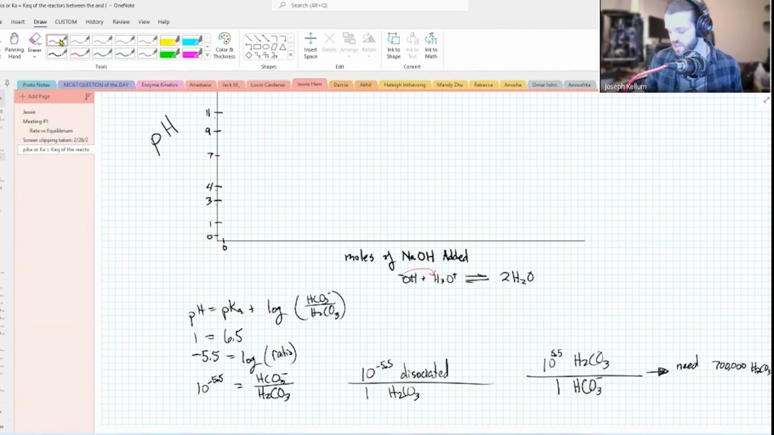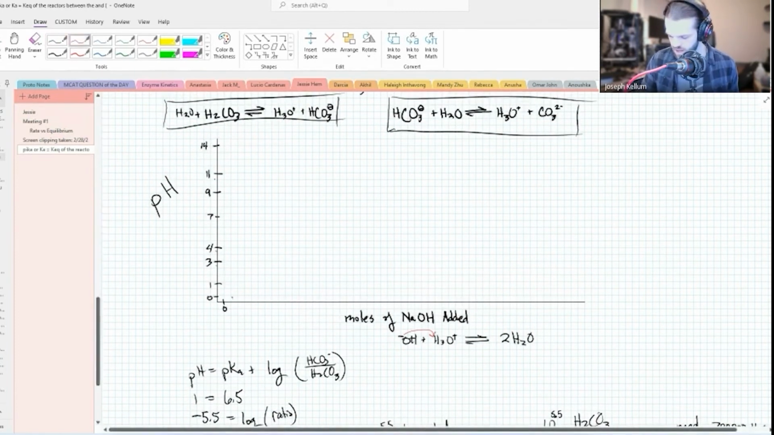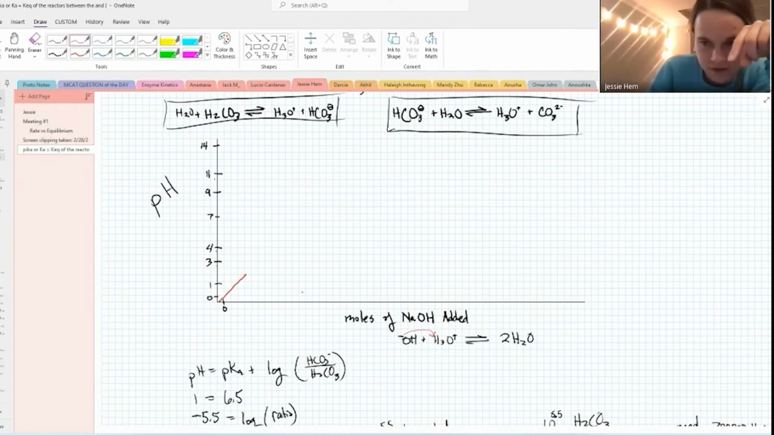So initially, whenever we start adding NaOH, we get a pretty rapid increase in pH per NaOH that we add, because every single one of them is taking away an H3O plus. And keep in mind, pH is just the negative log of H3O plus concentration. So that means as pH increases, H3O plus decreases.